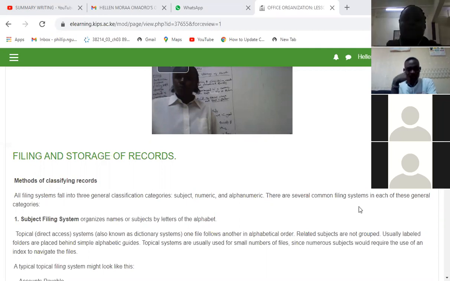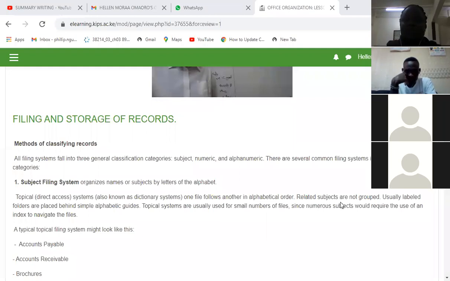So I have shared some notes there on the methods of classifying records. So we can use those notes. I can see some of you have the notes, but you don't revise. Okay, we have subject filing. So when you say subject filing, what do you mean?